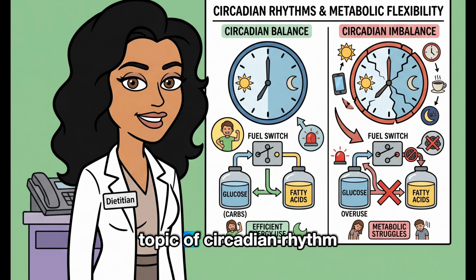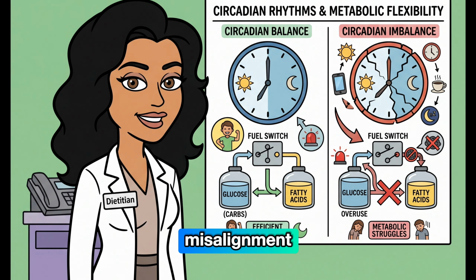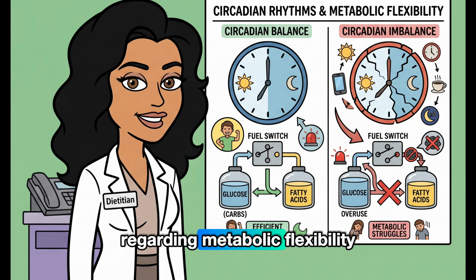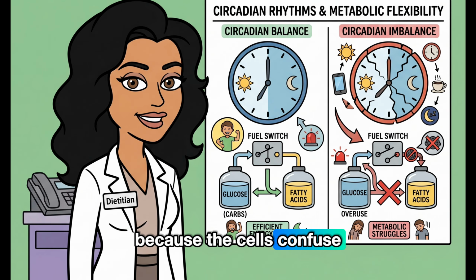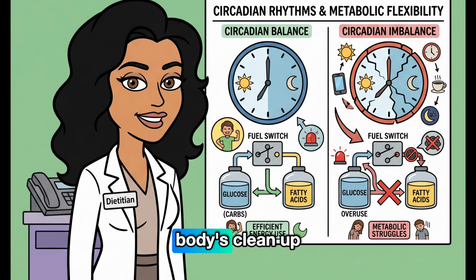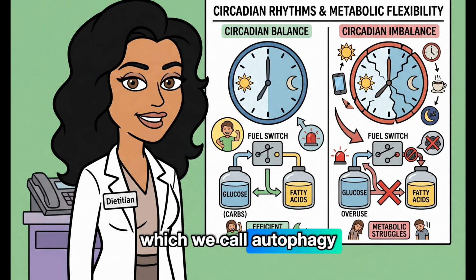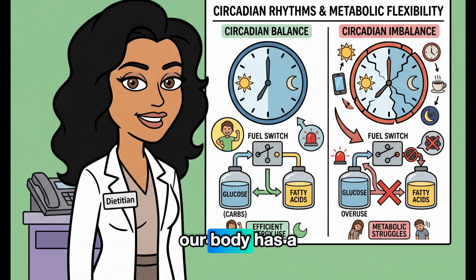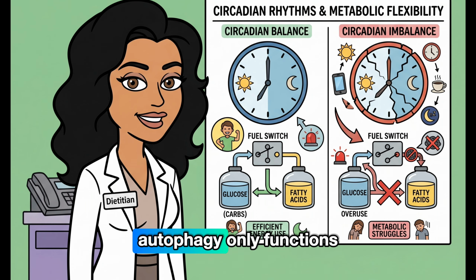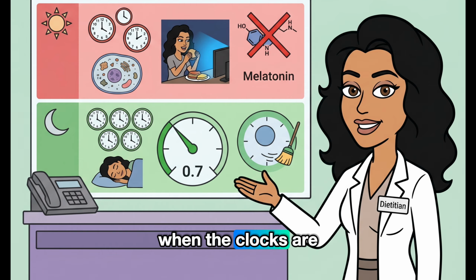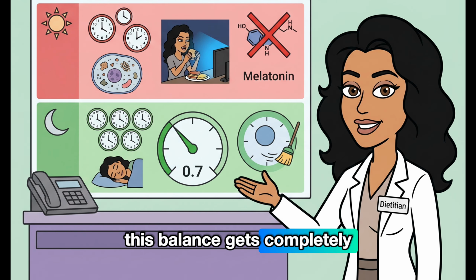Let's come to the topic of circadian rhythm. Scientific studies show that people who experience circadian misalignment suffer great difficulties regarding metabolic flexibility, because the cells confuse which shift they are in and cannot perform the body's cleanup process, which we call autophagy. What had we said? Our body has a day shift and a night shift. Autophagy only functions during the night shift, when the clocks are compatible with each other and the RER level drops to 0.7. If, in response to this, you consume nutrients late at night and suppress melatonin by being exposed to a lot of blue light, this balance gets completely confused.